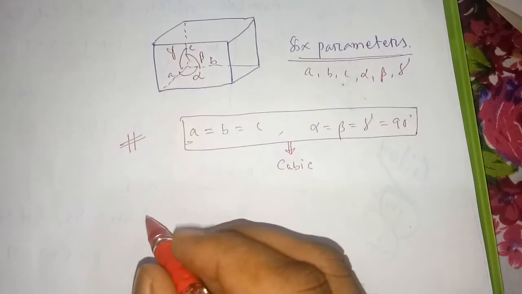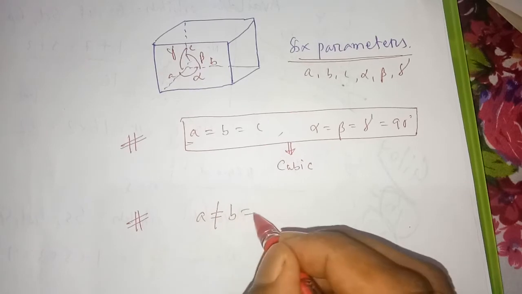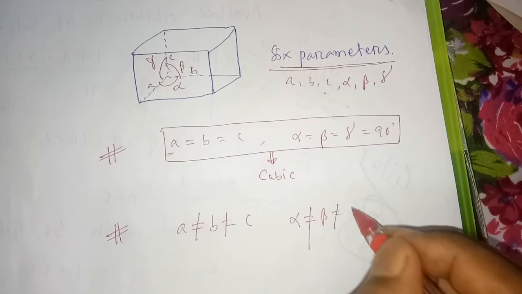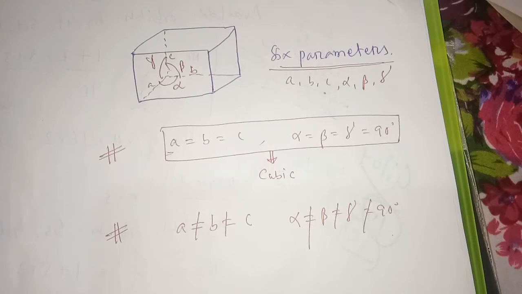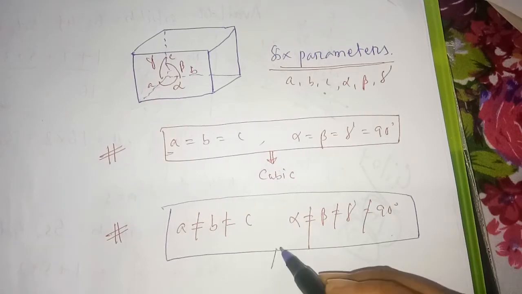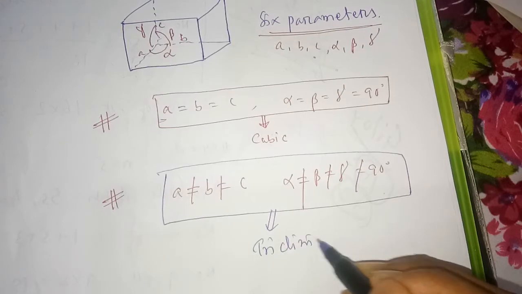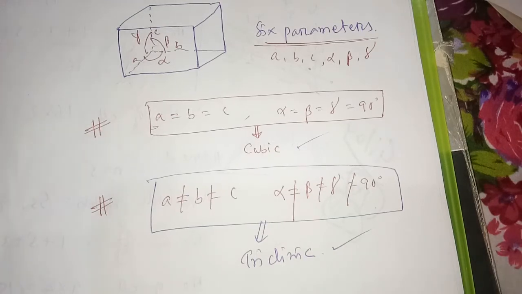Now another extreme case, where a not equal to b not equal to c, and alpha not equal to beta not equal to gamma not equal to 90 degrees. So this is another extreme case that we have taken. In this case, this is called your triclinic. It means cubic is the most ordered pattern and triclinic is the most disordered pattern.